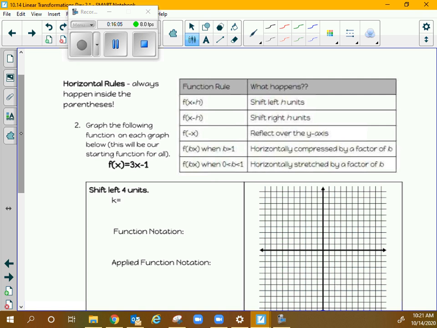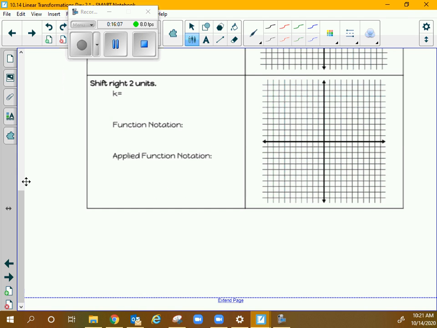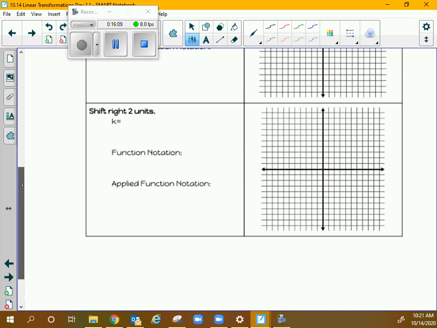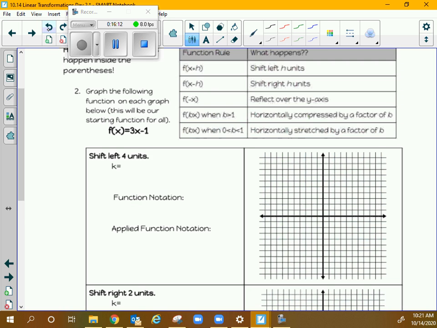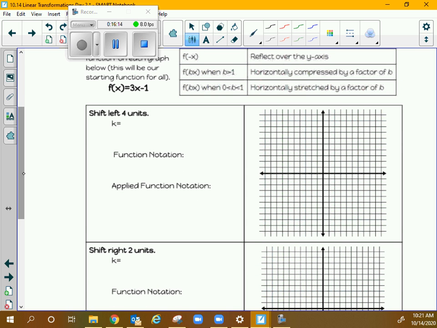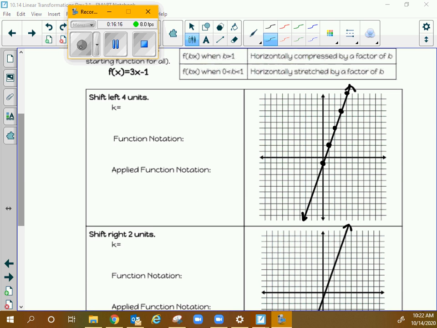Okay, so what I want you to do is graph 3x minus 1 with our new function on these graphs to be graphed. I'm going to hold my ruler up to the board, and I want you guys to think about what's happening really quick. If I take this line and I want to shift it left 4 units, so I'm going left, 1, 2, 3, 4.